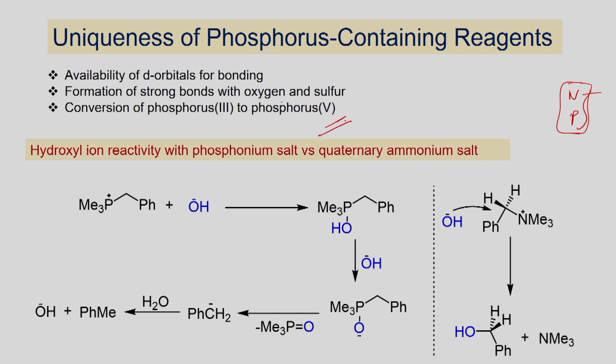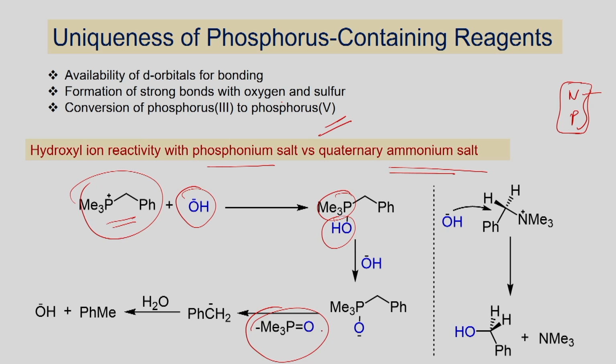Now let us look at the reactivity profile of the phosphonium salt compared with the ammonium salt. If you take, for example, this phosphonium salt with hydroxide, it undergoes an addition reaction. The hydroxide ion reacts with the phosphorus of the phosphonium salt and you form this addition product. Once you form this, deprotonation can lead to the formation of trimethylphosphine oxide, where you generate the benzyl carbanion, which is protonated to give toluene when we do the workup.